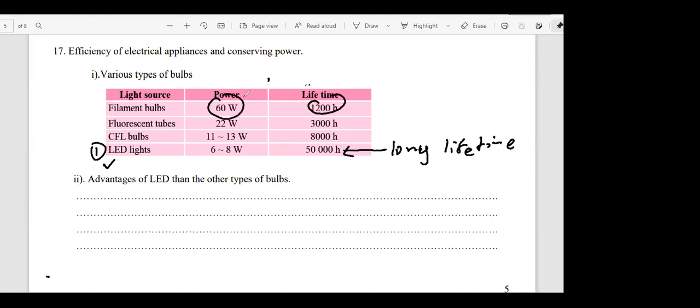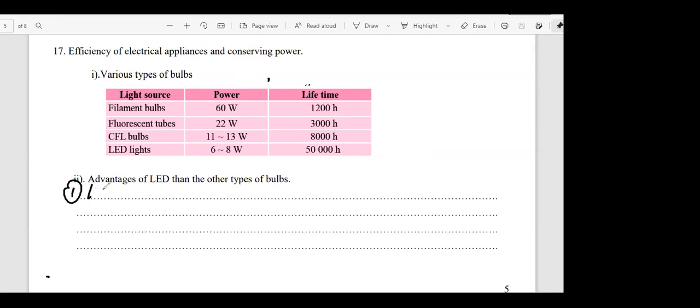Filament bulb, the main problem you can see is the lifetime is also very short, and the power is very high. That means power consumption is high, so the electricity bill goes up. Here LED has the lowest watt value. Low watt value means low power consumption, long lifetime. Okay, write the advantages. Number 1, low power consumption. Please write number 1 for LED, highlight the words advantages of LED, everyone. Advantages of LED, right? Low power consumption.